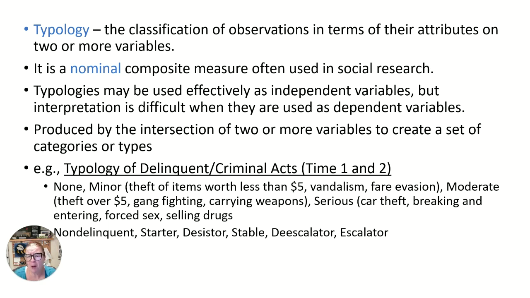So for instance, you might have a typology of delinquent and criminal acts, okay? And maybe you break this down into none, right? I've engaged in no delinquent or criminal acts. Minor ones: vandalism, theft of things worth less than $5. Moderate: theft over $5, gang fighting, carrying weapons. Serious: car theft, breaking and entering, sexual assault, selling drugs. And maybe you use these to classify people into non-delinquents, starter, like, I'm just starting out in delinquency, a desister, someone who's aging out, stopping offending, someone who's a stable offender, de-escalator, escalator.